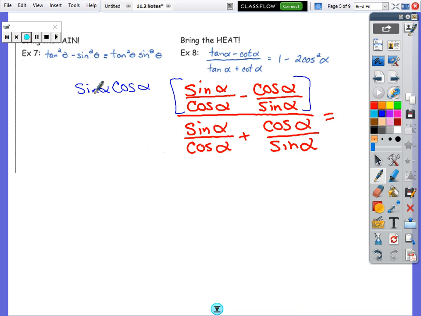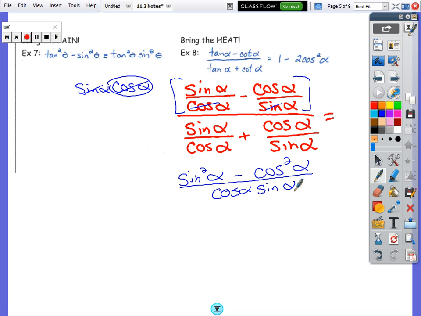So in the very first one, sine times cosine, the cosine here would cancel with the cosine there, giving me sine alpha squared. On the second term, we would get sine canceling with sine. I still have this cosine multiplied by cosine, so I get cosine squared alpha all over a denominator of cosine times sine.